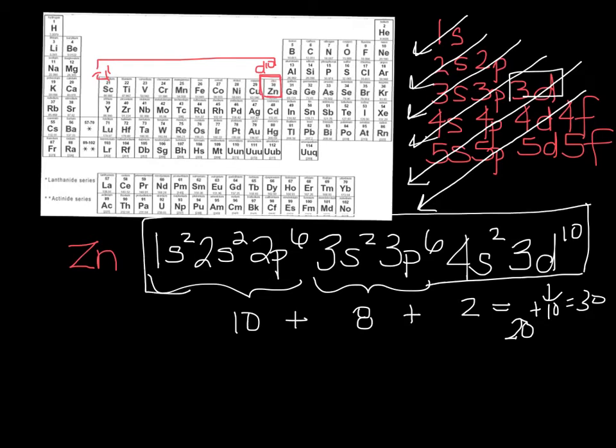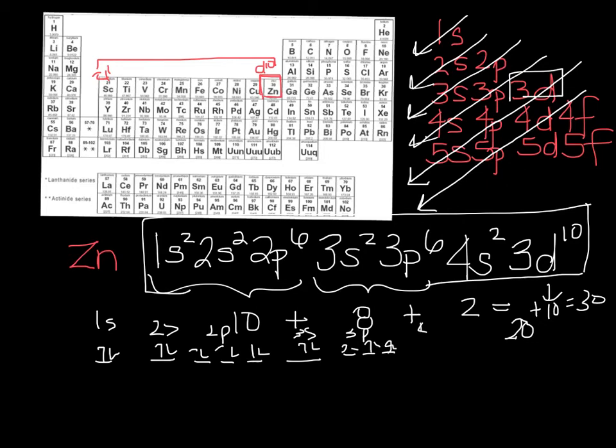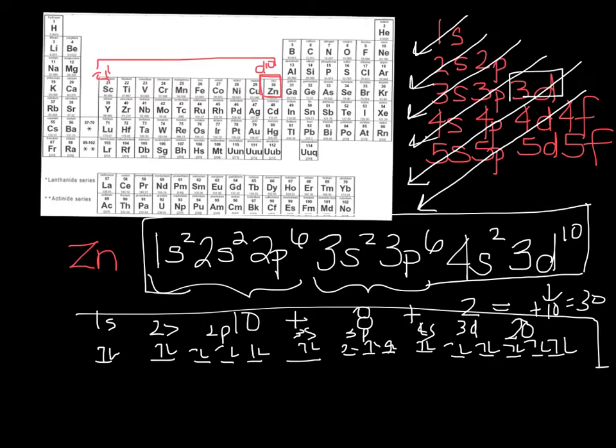If we were going to draw out the orbital diagram, it would take more space, but we could also do that. 1s would have 2 electrons, 2s, 2 electrons, 2p, 6 electrons, 3s, 2 electrons, 3p, another 6, 4s has 2, and then 3d has 10. And this, a little sloppy, would be our orbital diagram for zinc.